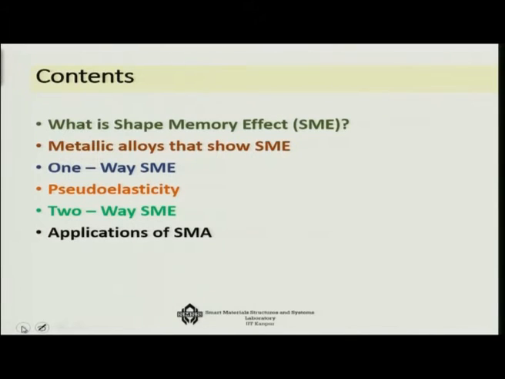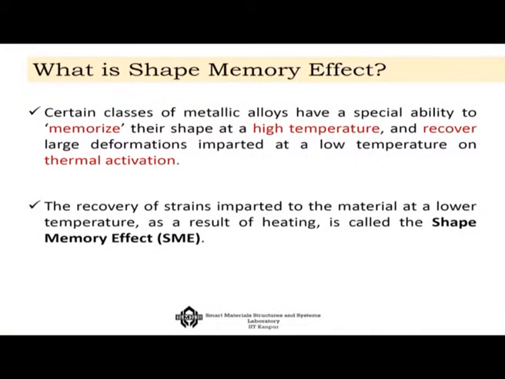I will first talk about what the shape memory effect is, then I will say what the metallic alloys are that show the shape memory effect. Then there are three important properties of shape memory alloys. One is called one-way shape memory effect, another is called two-way shape memory effect, and the third one is called pseudo-elasticity. So these three things we will discuss. Finally, we will talk about the applications of the shape memory alloy. So let us first see what this shape memory effect is.